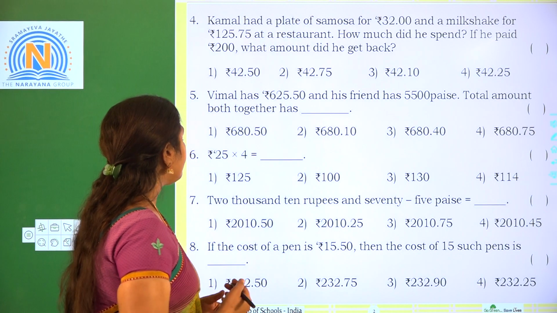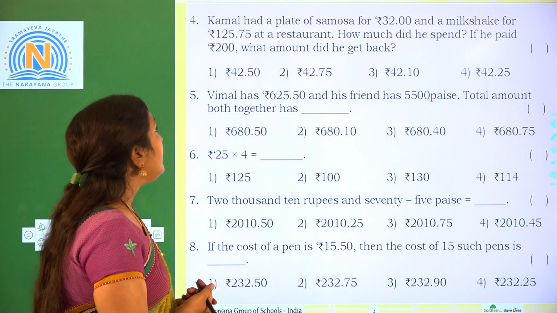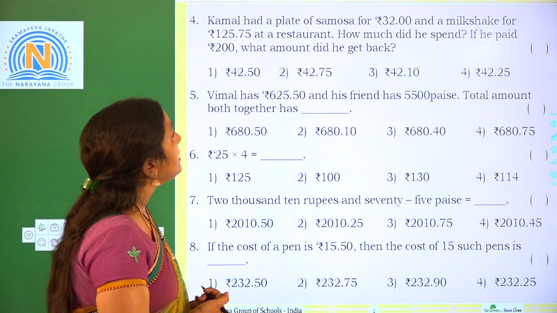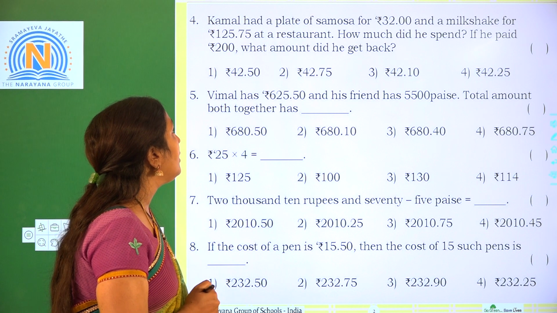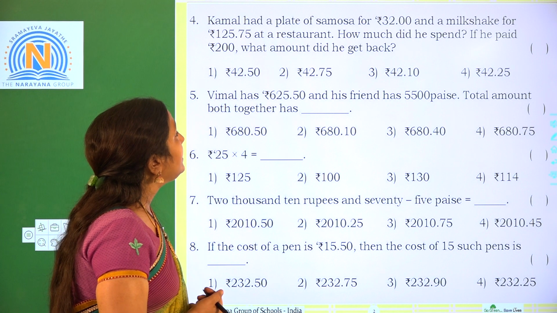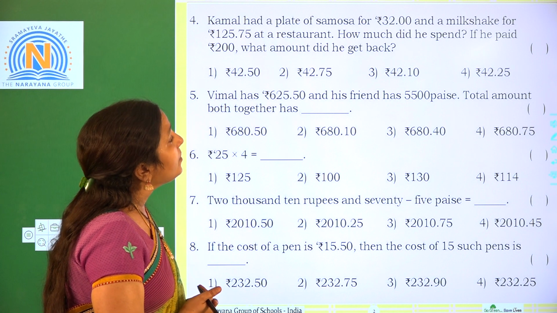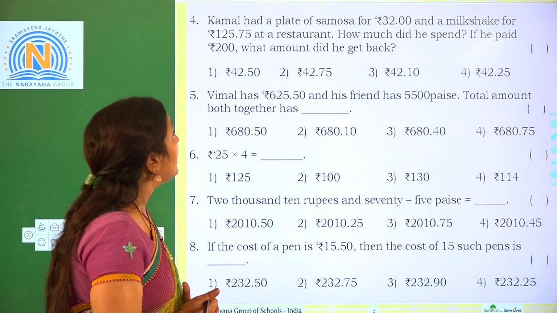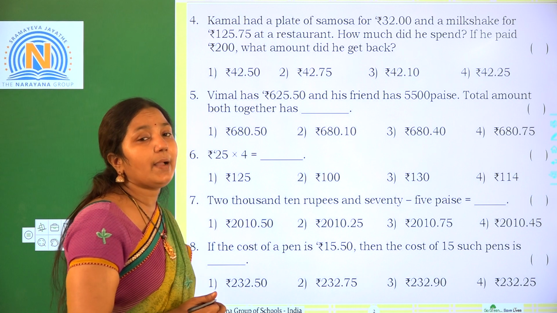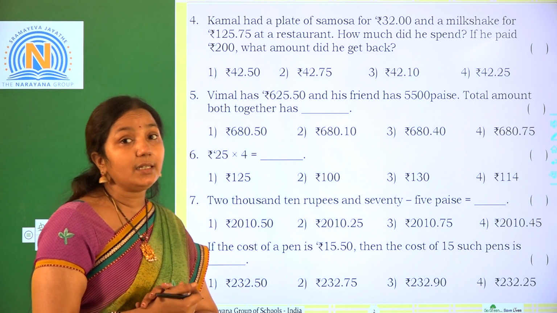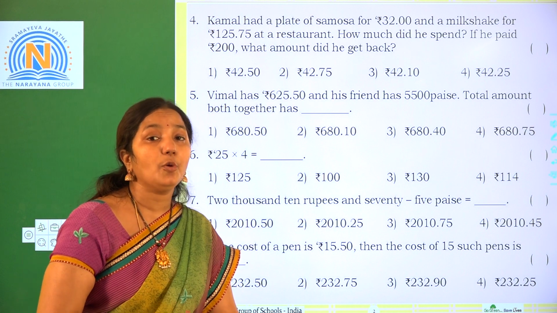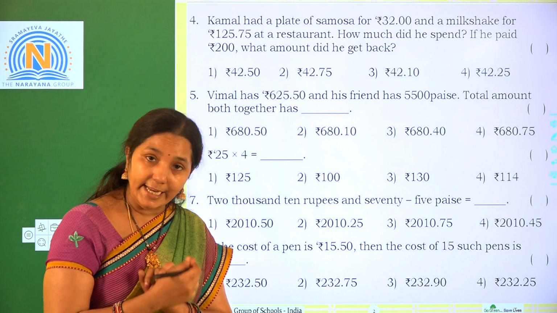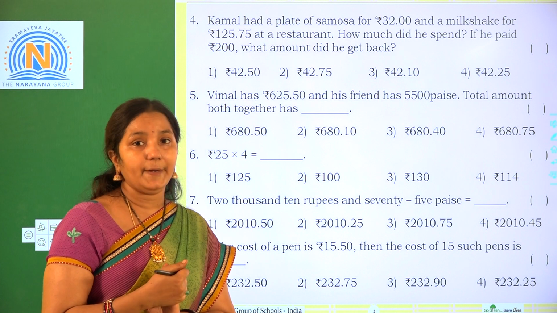Next one. Kamal had a plate of samosa for 32 rupees and a milkshake for ₹125.75 at a restaurant. How much did he spend? If he paid 200 rupees, what amount did he get back? So what do we have to do, children? Here we have to do 2 operations. Which fundamental operations? That is addition and also subtraction.